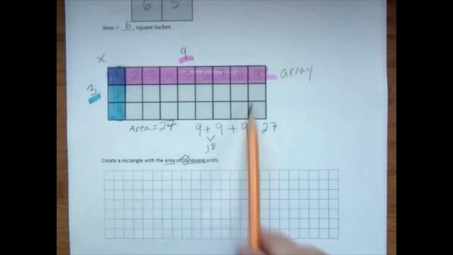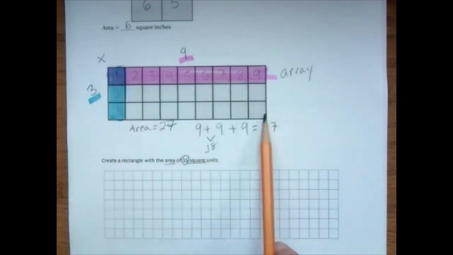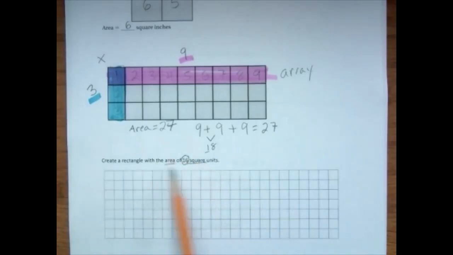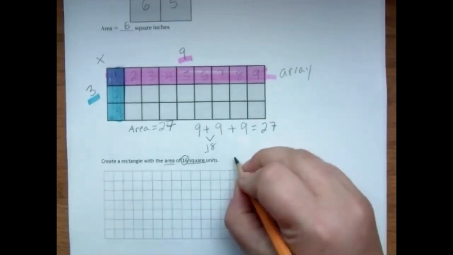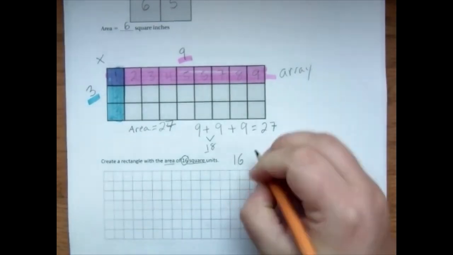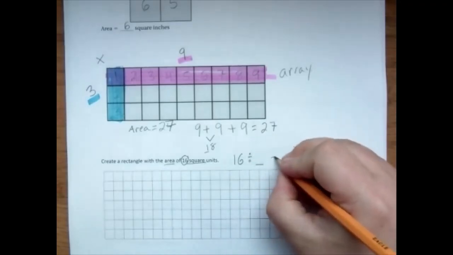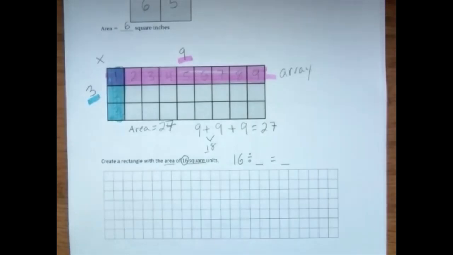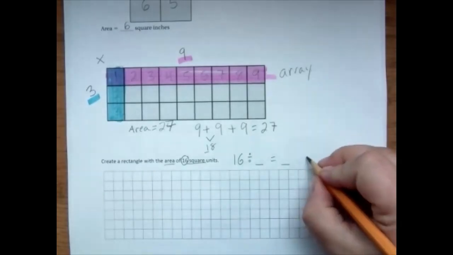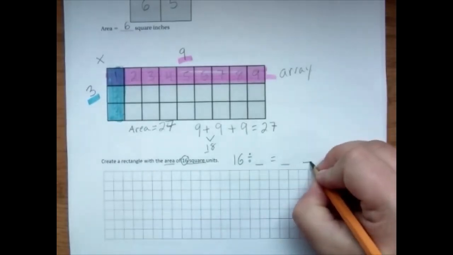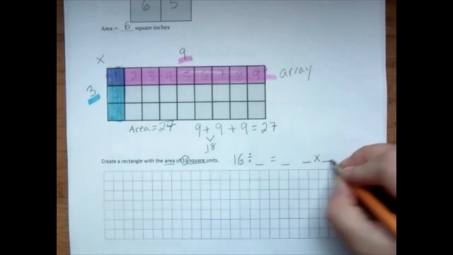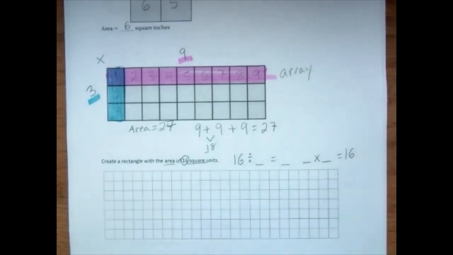Because up here we used multiplication, and I know that multiplication has a relationship with division, its opposite. Anytime we have the area already known to us, what we're doing is a division problem. So my number sentence would be 16 divided by something equals another number. If I thought about it as a fact family, some number times the other number equals 16.